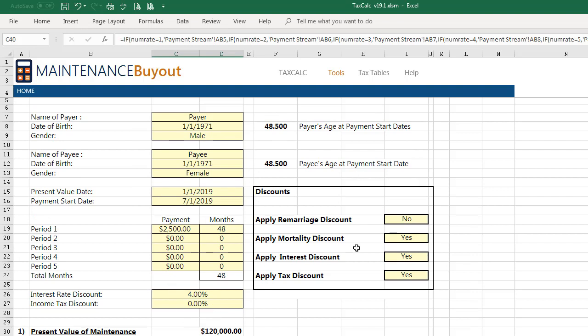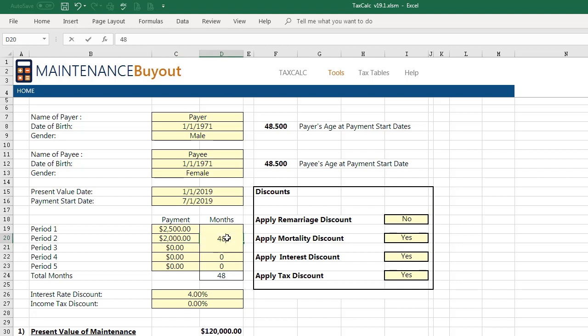There are many different ways you can use it. You can turn these all on. You can turn them all off. You can build different tiers. So if you have a scenario where you were to pay 48 months of $2,500, and then it's going to drop down to $2,000 for 48 months, and then $1,000 for 48 months, you can build different tiers of maintenance.